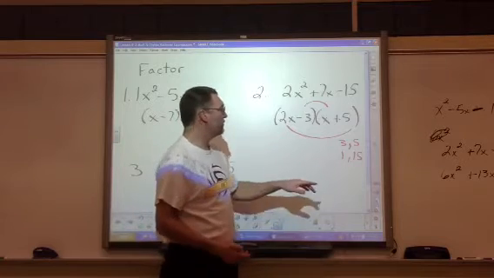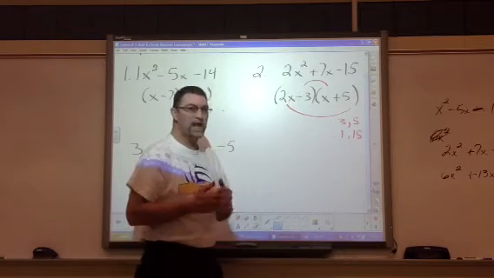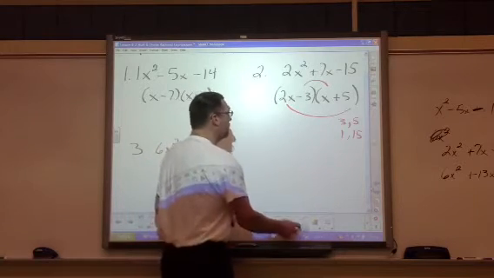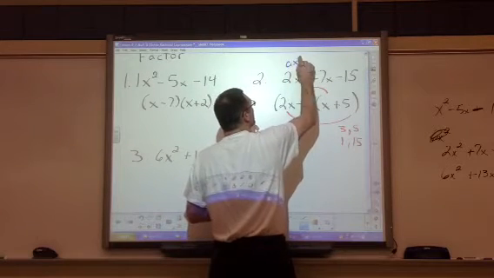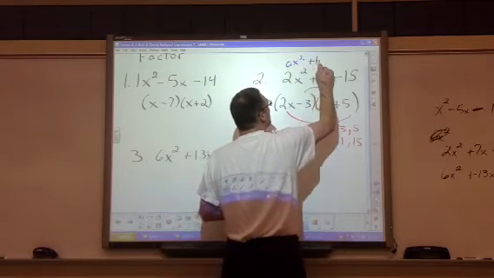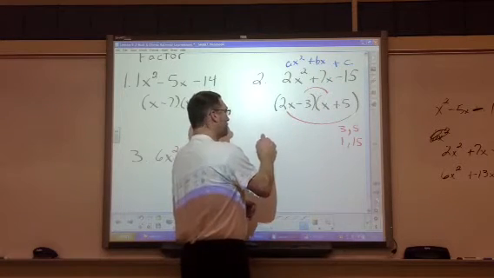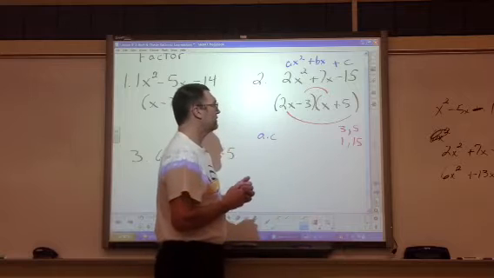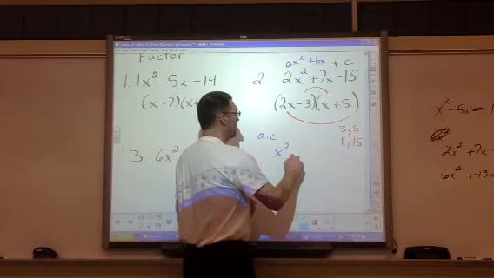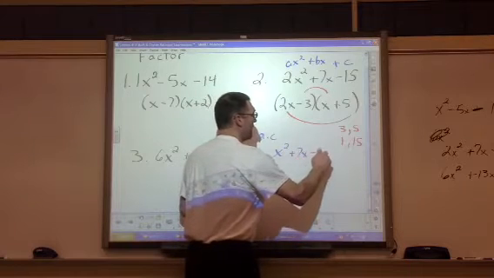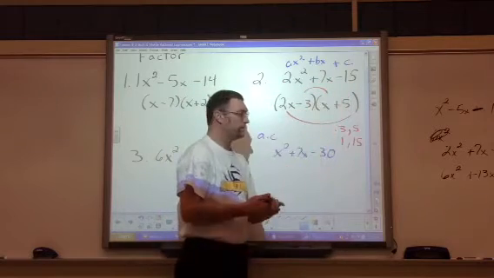Now, the other way you can do this is what we call the slide and divide method. With the slide and divide method, the first thing we're going to do is, if you remember, this is ax squared plus bx plus c. So the first thing I'm going to do is multiply a times c together. So when I do that, I get x squared plus 7x minus 30. So I'm multiplying 2 times negative 15.